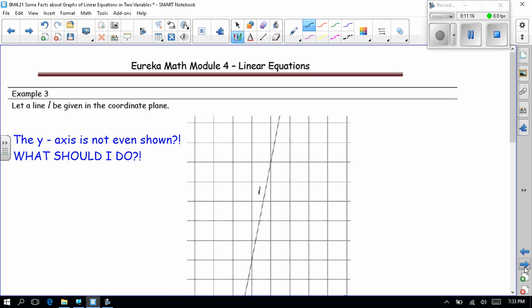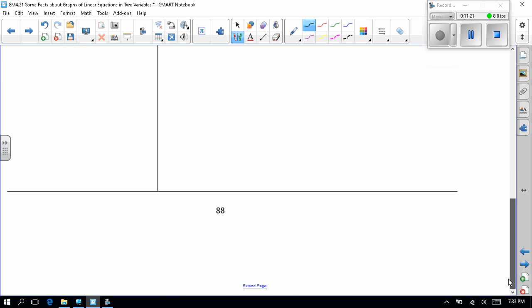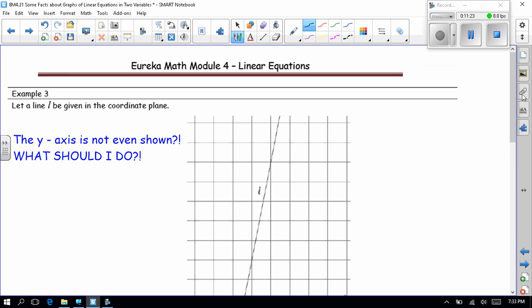Next example. Example number 3. You should be on page 88 of your module. Let me get to page 88 of my module. And the y-axis is not even shown. Oh my goodness, what do?